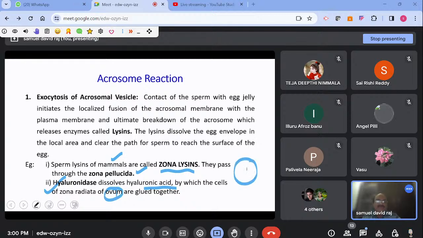So this is the ovum around which there is the zona radiata. These cells are said to be joined by a substance called hyaluronic acid. Now hyaluronidase is released, and this hyaluronidase removes all this hyaluronic acid, so that the zona radiata is dissolved and the sperm encounters the egg. So thus there is an encounter of the sperm with the egg.